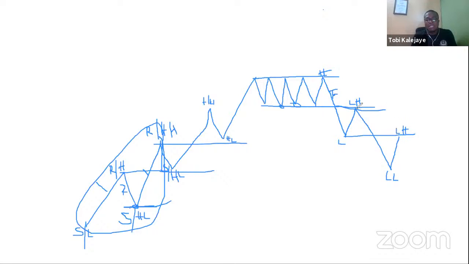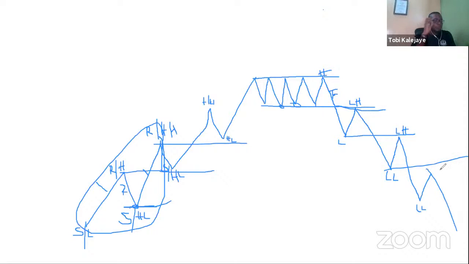What does this mean? This new high is lower than the previous high. This is a clear confirmation that sells are very valid now. Then you keep having another one. If you have this again, this is a lower high. You expect a retracement back to this level, on and on like that.